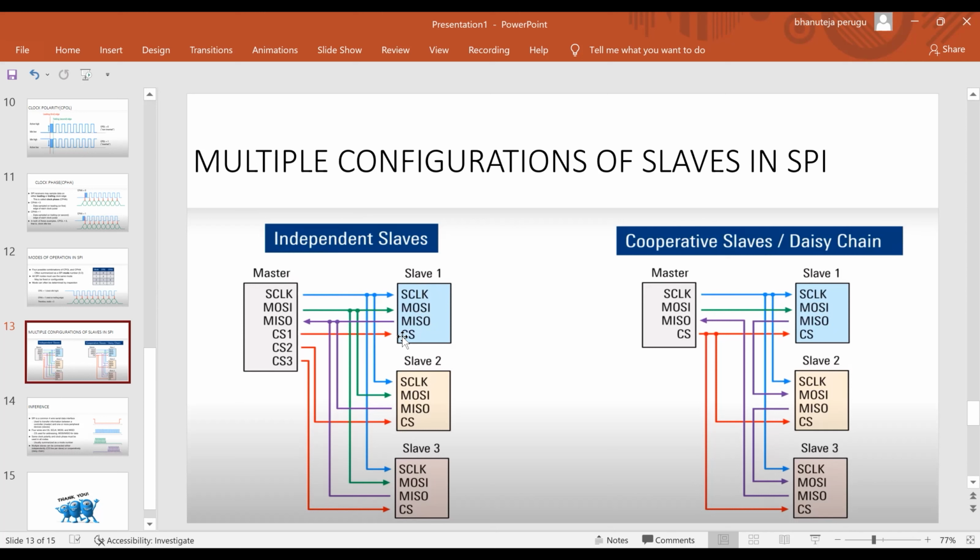The processed data inside this slave will be transferred through the line called MISO, master in slave out. The slave will send the data out and the master will receive the data here. That's the point of this line.